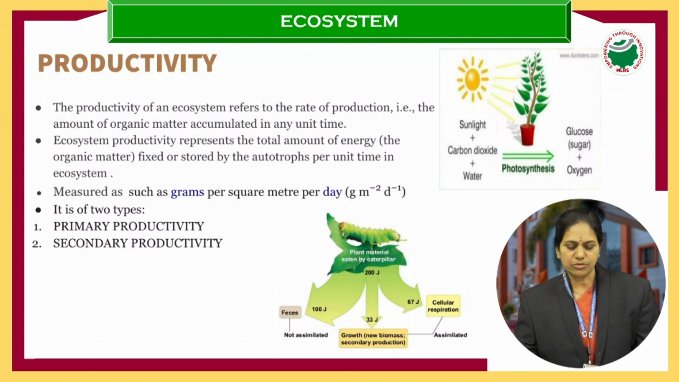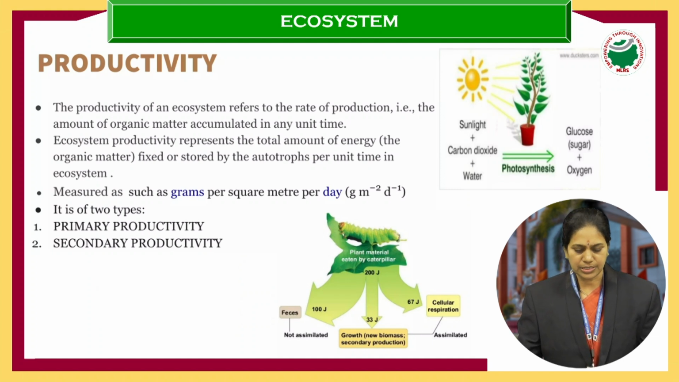Productivity in an ecosystem refers to the rate of production, that is the amount of organic matter accumulated in any unit time. The key living forms responsible for energy production or food production are the plants, which we call producers. It represents the total amount of energy fixed or stored by the autotrophs per unit time in an ecosystem. That is what we call productivity, production of food. This is mainly the responsibility of the autotrophs or the producers.